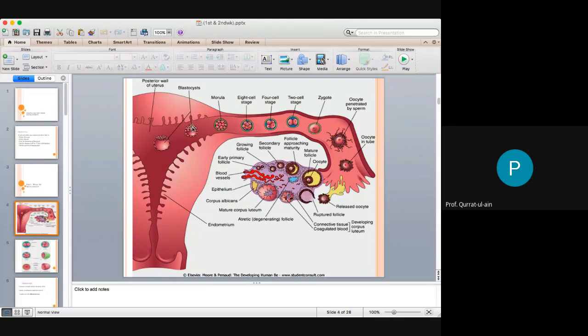This is now the 4th day of the embryo. On the 4th day, it is in the uterine cavity, and the embryo is known as blastula. This was morula, and this is blastula. And now this embryo or the blastocyst will come and attach to the inner layer of the uterine cavity, which is known as the endometrium.